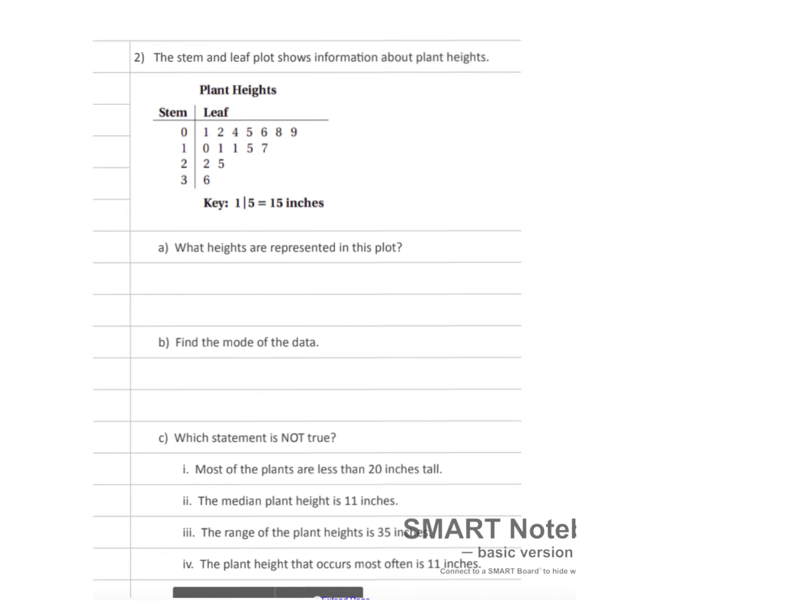Let's do another one. This is a stem and leaf plot that shows information about plant heights. So again, if you look, we have our tens in our stem and our ones in our leaves. So this would be 1, 2, 4, 5, 6, 8, 9. And then we start the next row. Starting with a 1, this would be 10, 11, 11, 15, 17. Here's our 20s, 22, 25, and then 36. So what are the heights represented in this plot? Anywhere from 1, and here's our key, 1 inch up to 36 inches.